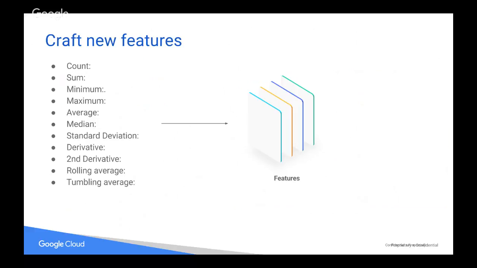Okay. So we already talked about this, that we should consider using raw attribute as a feature, but we should also consider crafting new features. So I just put a standard set of features here, but depending upon your domain, you can think of other features like count, sum, minimum. For example, many times temperature value might be enough, but many times you may want to focus on minimum or maximum or average or median temperature. Many times you may want to focus on standard deviation, and many times you may want to focus on rolling average and tumbling average rather than focusing on the absolute values.